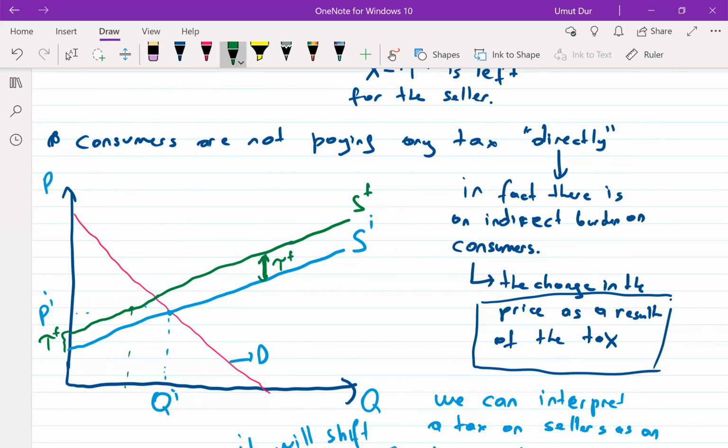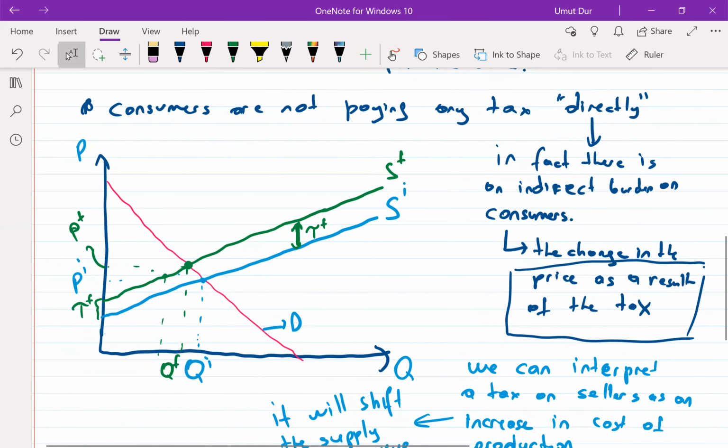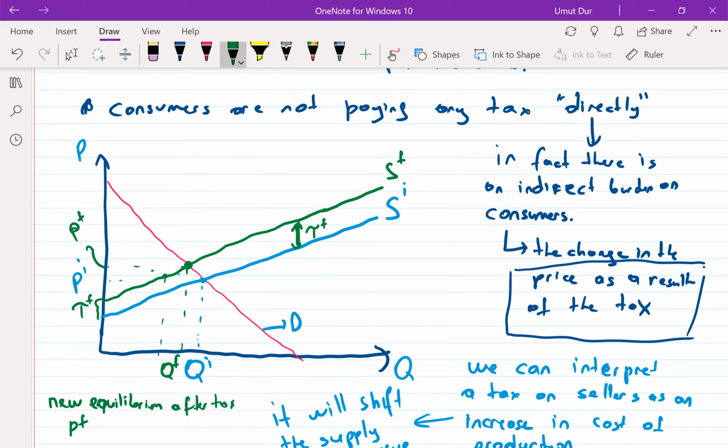No. Then what will be the new equilibrium here? This will be our new equilibrium. Let's say Q final and P final. So the new equilibrium after tax is P final and Q final.